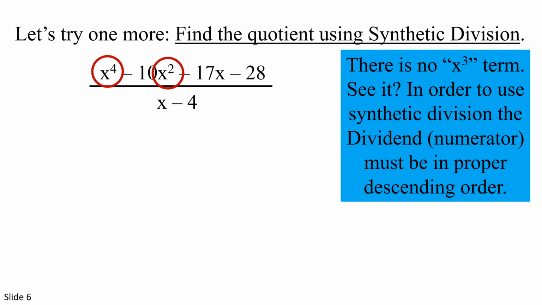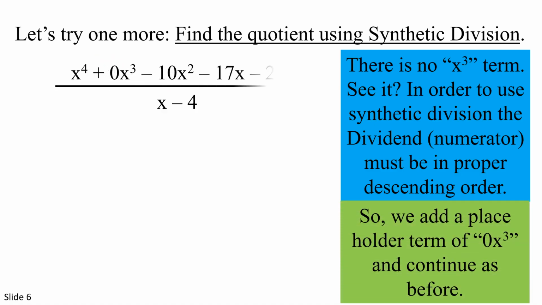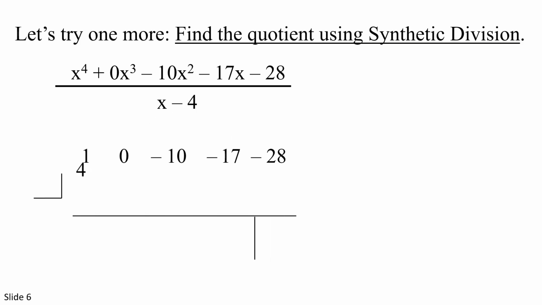In order to use synthetic division, the dividend, the numerator, must be in proper descending order, which means we need to have an x cubed term. So we're going to add a placeholder, 0x cubed. And then we continue as before. So we're going to grab the coefficients, 1, 0, -10, -17, -28, leave a space. We grab the k value, which is the opposite of the -4, which is 4. And now we continue as before.